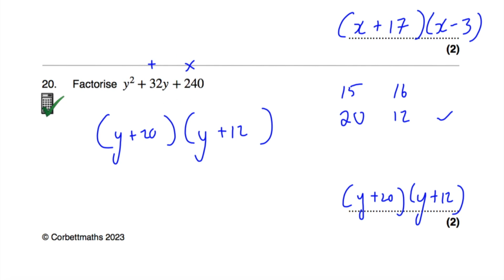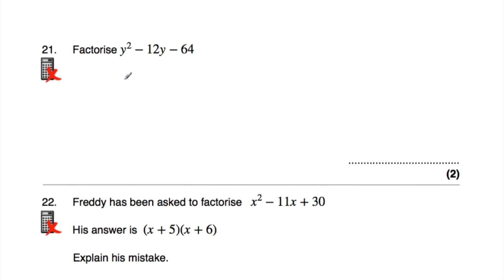Okay, let's look at our next question, question number 21. So question number 21, we've been asked to factorise y squared, subtract 12y, subtract 64. So again, let's put our brackets down, and we want y in the front of both brackets. And we want to find two numbers that will multiply together to be minus 64, and they will add together to be minus 12. Now, because they times together to be a negative, that means one's going to be positive and one's going to be negative.